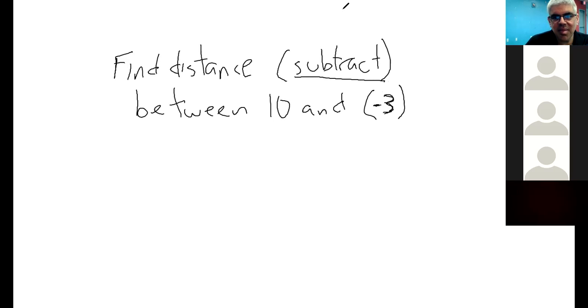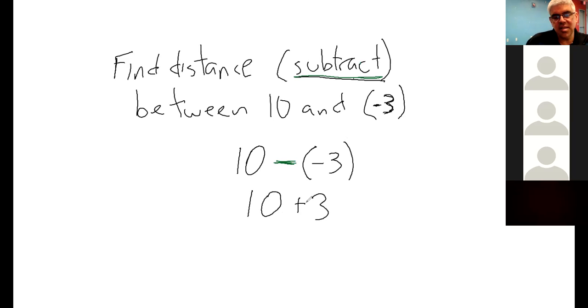If I have here subtract, then I need to subtract. What two numbers am I subtracting? I'm subtracting 10 from finding distance, and the other number is already a negative. So I don't take a shortcut and skip this negative sign. I keep it like that. Then we know that this turns into 10 plus 3. So the distance between 10 and negative 3 is equal to 13.